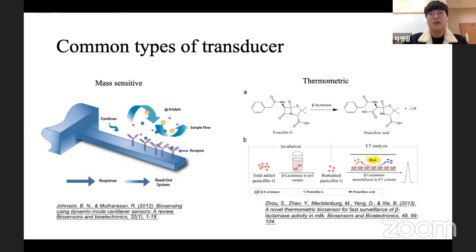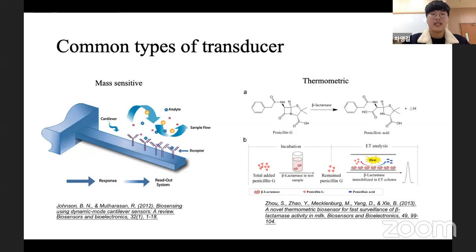And the third one is the mass-sensitive transducer. The mass-sensitive transducer has a very intuitive working principle. It's just to make a scale that is small enough to measure the molecular weight. The scale is composed of a cantilever and nanoparticles. The signal is the change of the phase, frequency, and amplitude. The mass-sensitive biosensor has the advantage of quantitative sensitivity.